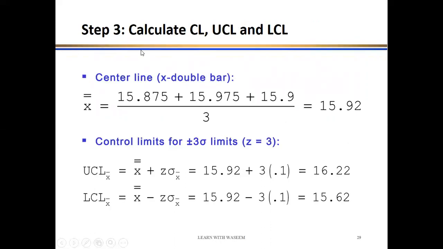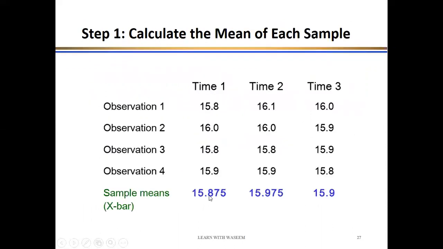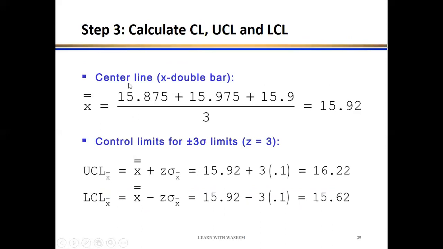Now the third step is to find the center line and the upper and lower control limits. Please listen attentively. The center line for the x bar chart would be x double bar. X double bar is the average of the x bars: 15.875 plus 15.975 plus 15.9, divided by 3. So that would be the mean of x bar, which is x double bar, equal to 15.92. So x double bar is the center line of the process chart.